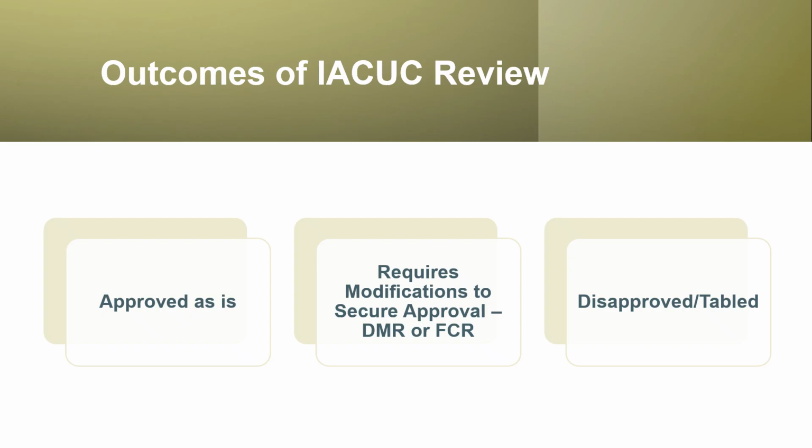If a protocol is disapproved or tabled, the investigator must submit a new protocol for review. In these cases, the IACUC will clearly identify animal welfare concerns and provide written guidance outlining what must be addressed in a new submission. Common reasons for disapproval include unclear justification for animal use, an insufficient explanation of how the potential benefits of the research outweigh the risks to the animals, major animal welfare concerns, or the need for extensive revisions, particularly those impacting animal care, pain, distress, or overall welfare.